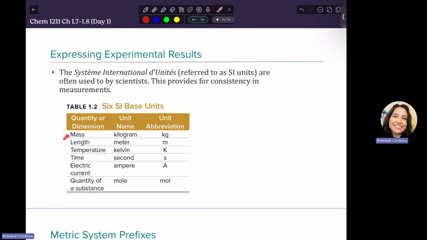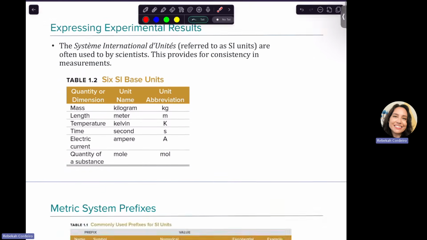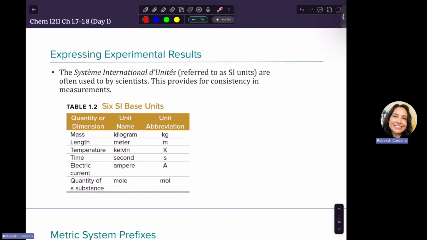We are measuring things like mass, length, temperature, time, sometimes electric current, depending on what type of chemistry, especially in a Chem 102, you might do, or Chem 1212, you might do a little bit of this. And then quantity of a substance, we're going to be using a measurement called the mole to count amount of particles and molecules and things like that.